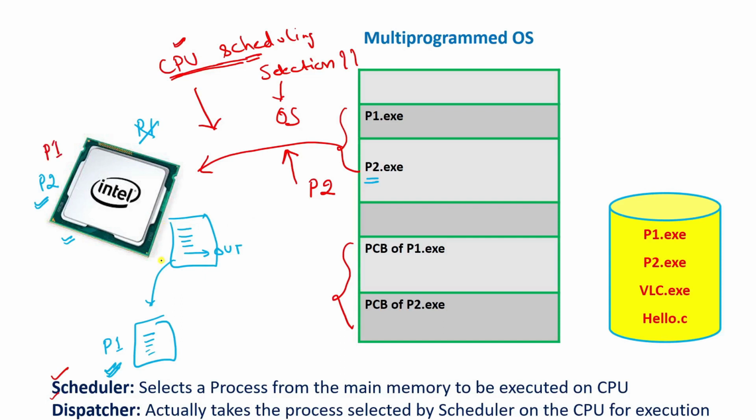After the selection of the process by the scheduler, the dispatcher has a great responsibility. Let's say the P1 program is executing here and P1 now goes for IO, and now P2 has to be started. So P2 has to come to the CPU very fast, so that the CPU does not become idle.